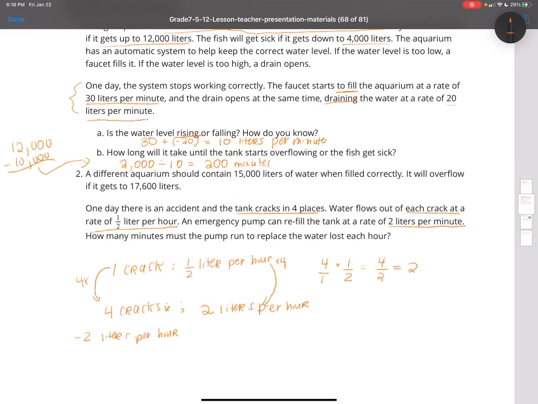Okay. I'm going to read what the book has. It said the emergency pump is 2 liters per minute. So it must run for 1 minute every hour to make up for what's being lost, because in 1 hour it is losing 2 liters, but the pump is pumping 2 liters per minute. So the pump just needs to pump for 1 minute each hour to make up for what's being lost.